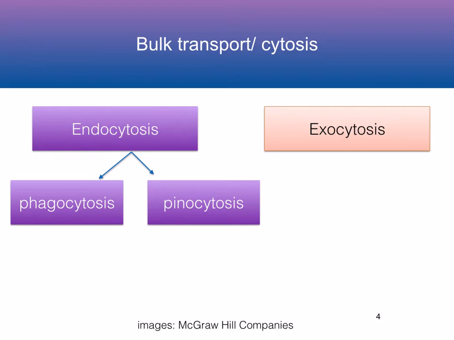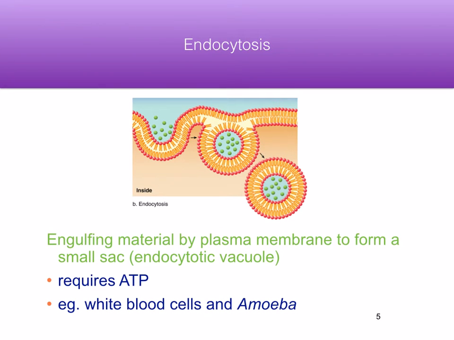Endocytosis takes two forms. You've got phagocytosis, which is known as cell eating, and pinocytosis, which is cell drinking. As mentioned earlier, endocytosis is the engulfing of material by the cell surface membrane or plasma membrane to form a small sac, which is called an endocytotic vacuole. This is also called a phagocytic vesicle or food vacuole. This process is active and requires ATP. Examples are white blood cells and amoeba.